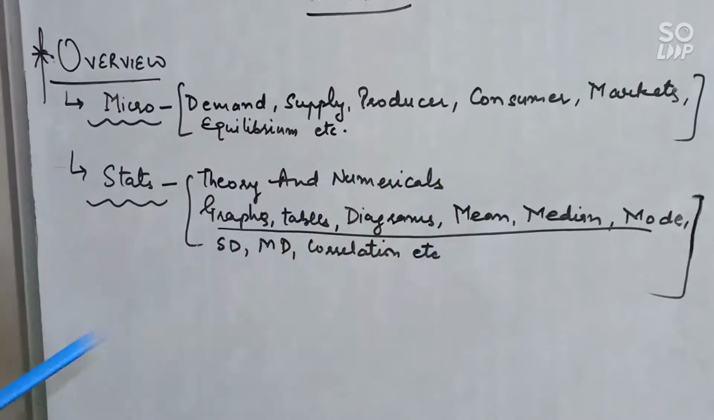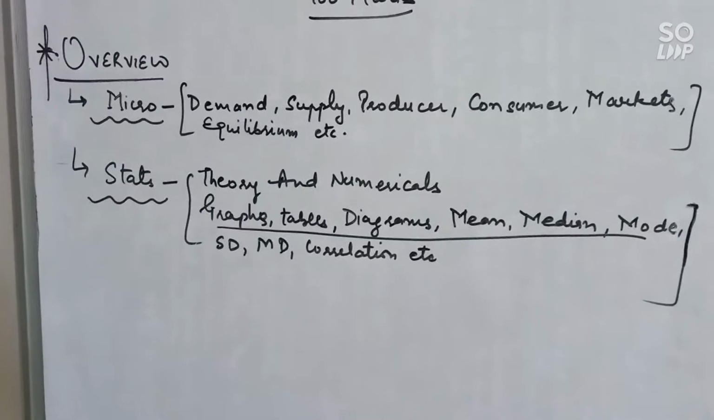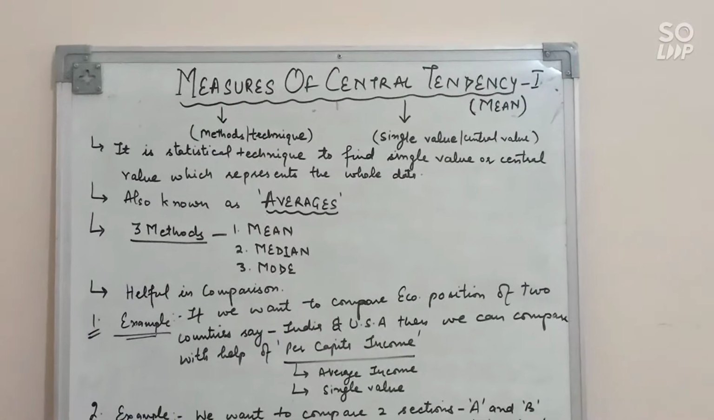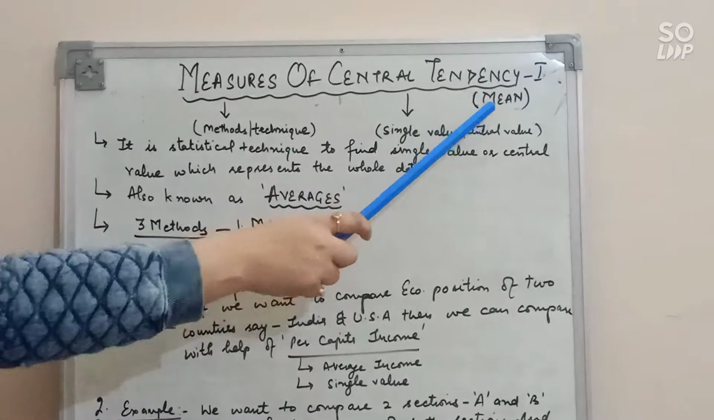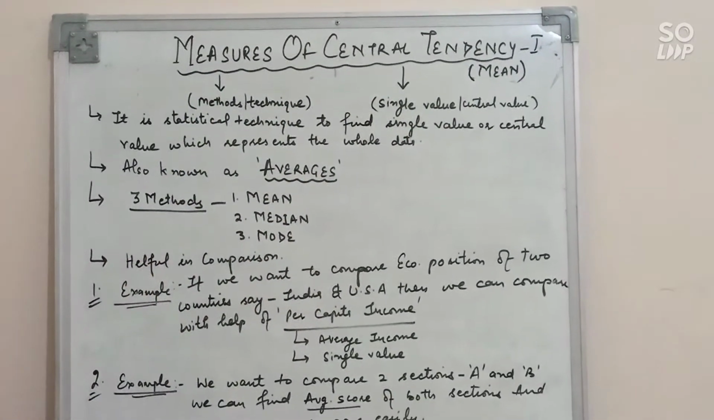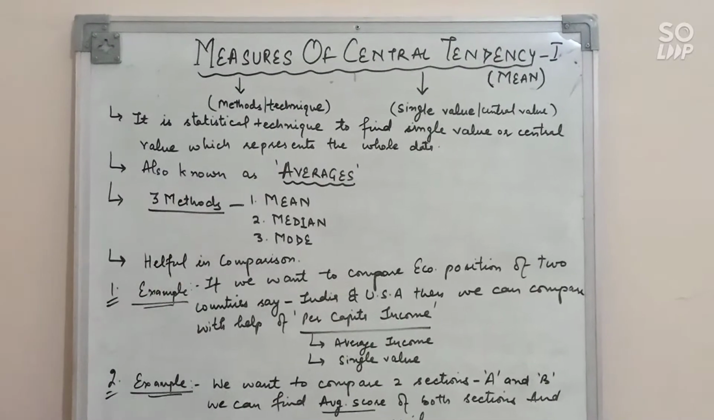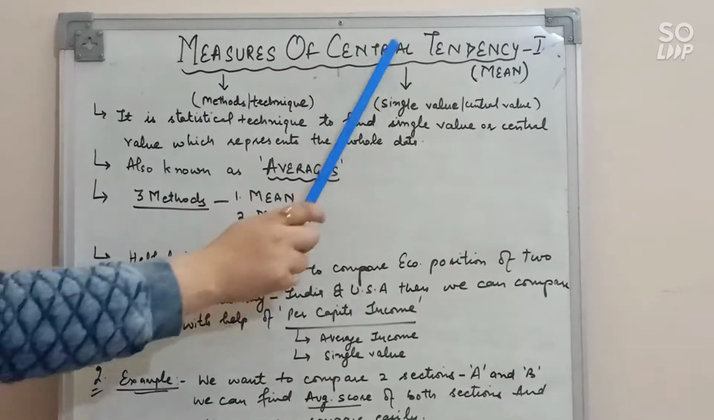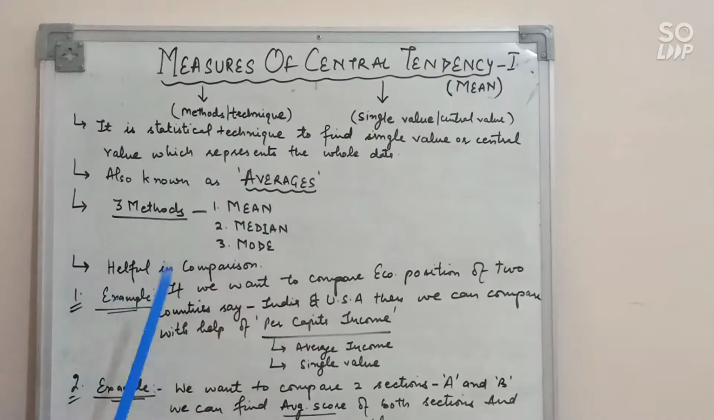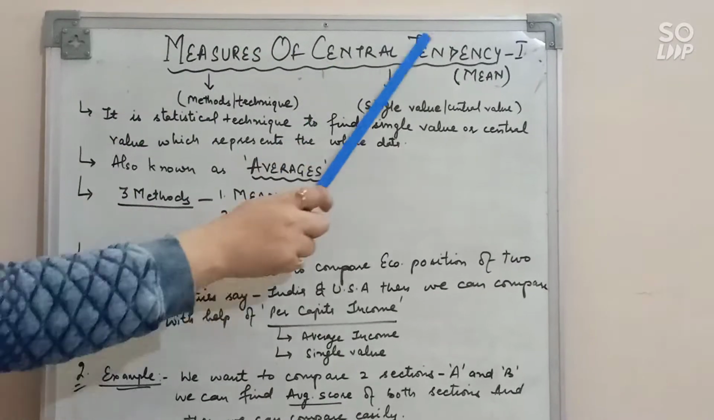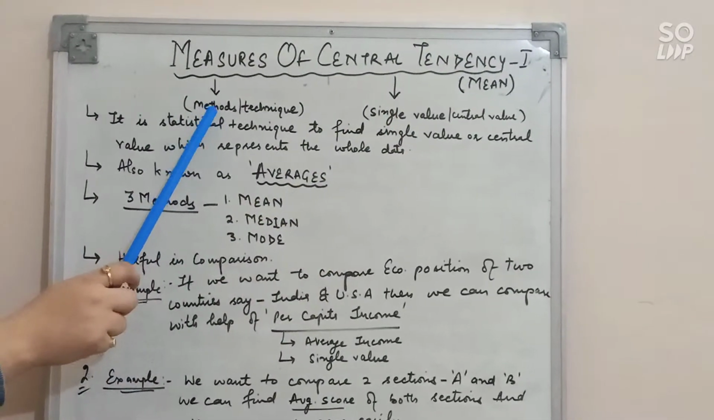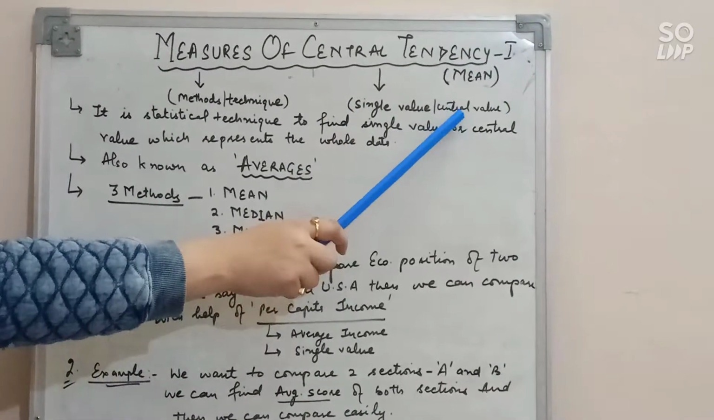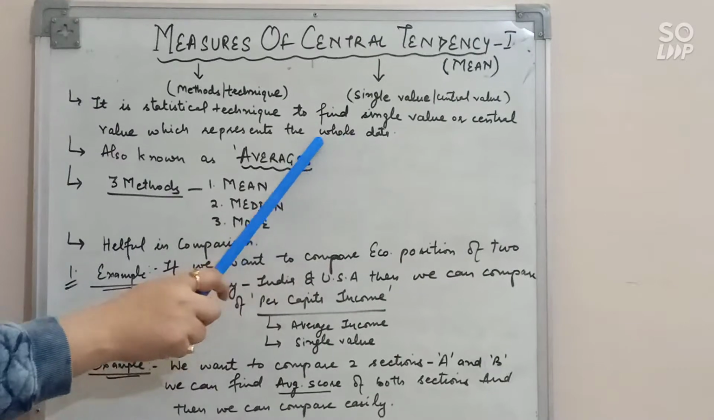We'll start with the mean. Okay, let's start with the chapter Measure of Central Tendency Part 1, Mean. So in stats, we have the mean topic under this chapter. So first of all, we need to understand the meaning of this chapter. Measure means methods or techniques, and central tendency means single value or center value. So measures of central tendency means it is a statistical technique or method to find out a single value or center value which represents the whole data.